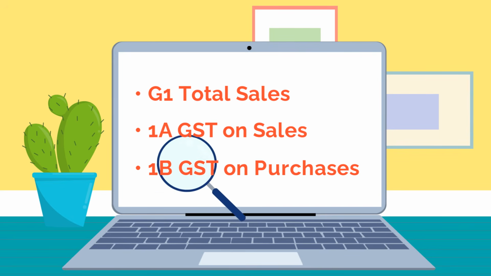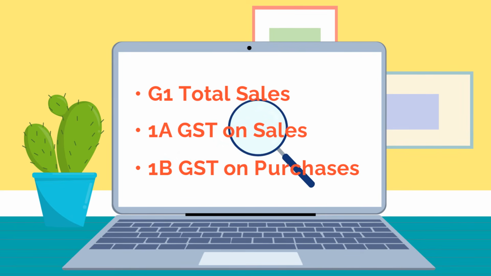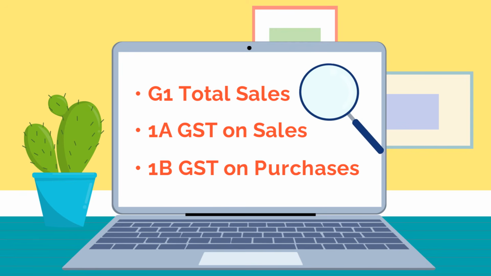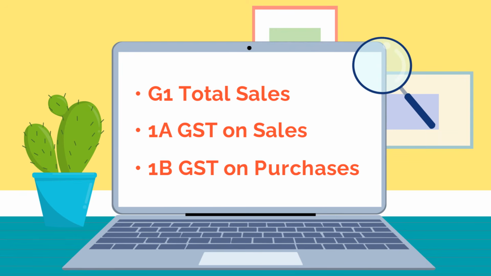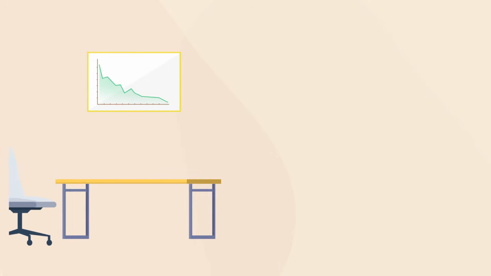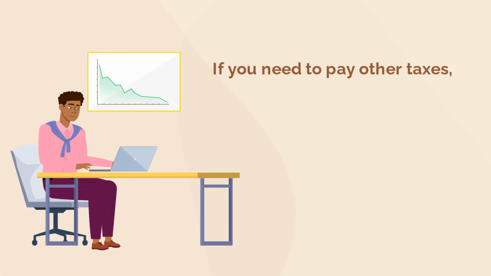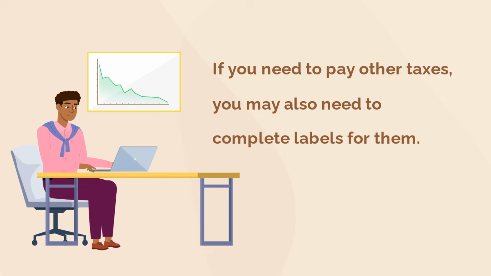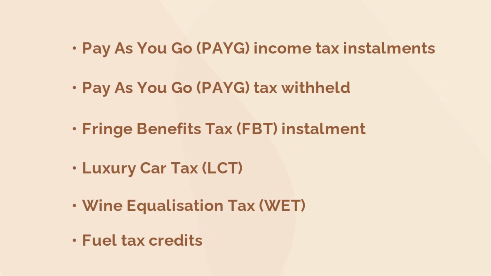So as you can see, the ATO has made it easier for small businesses to complete the GST section of their business activity statements. But no matter what the size of your business, if you need to pay other taxes, you may also need to complete labels for them. Here is a list of some of those other taxes.